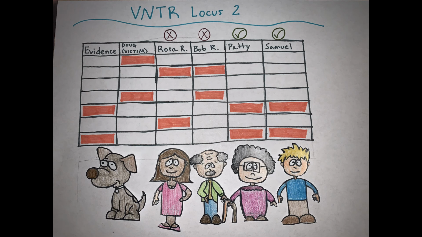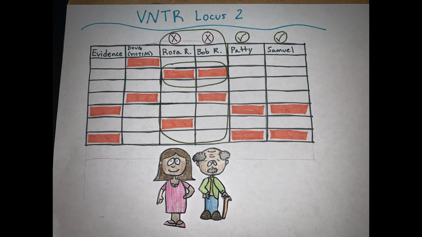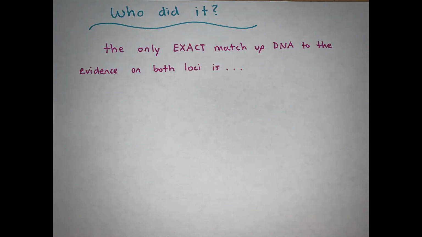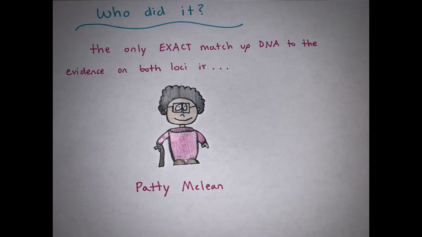Samuel does match the evidence perfectly, but he did not match the first loci and is in the clear as a suspect. Again, we can see that Bob R. is Rosa R.'s biological father, as they share one allele that she inherited from him and the other she inherited from her mother. So, who did it? The only exact matching DNA to the evidence on both loci is Patty McLean.